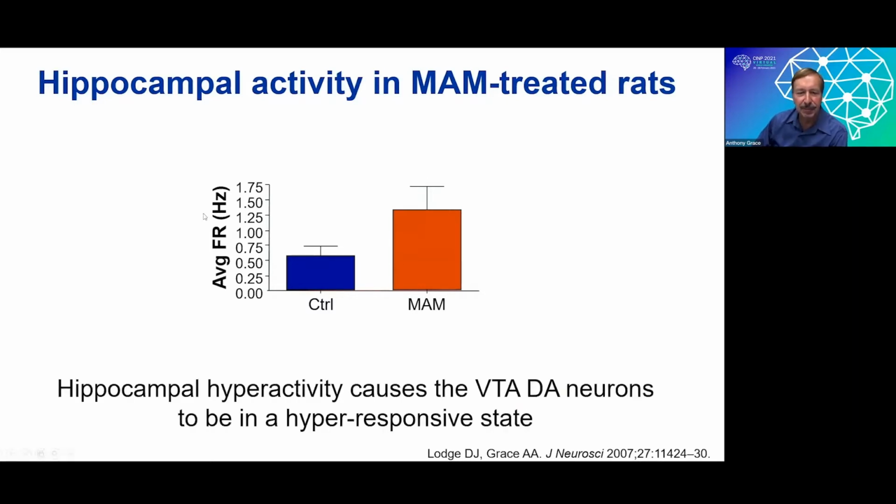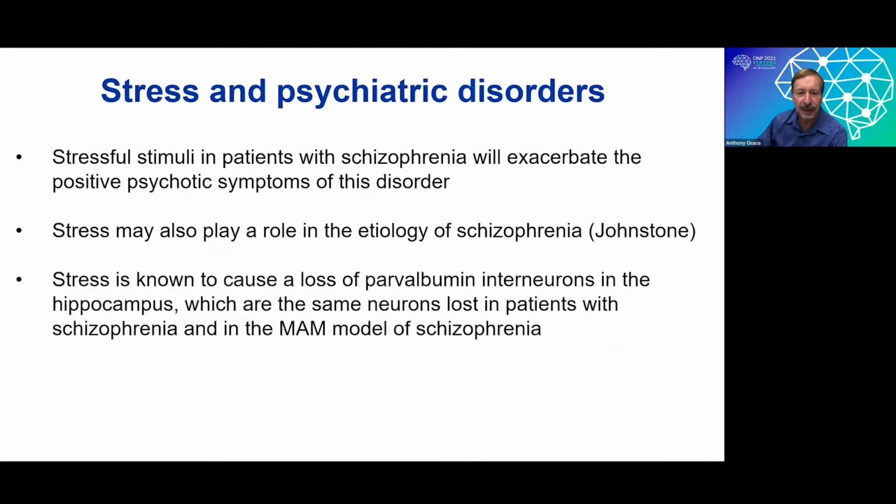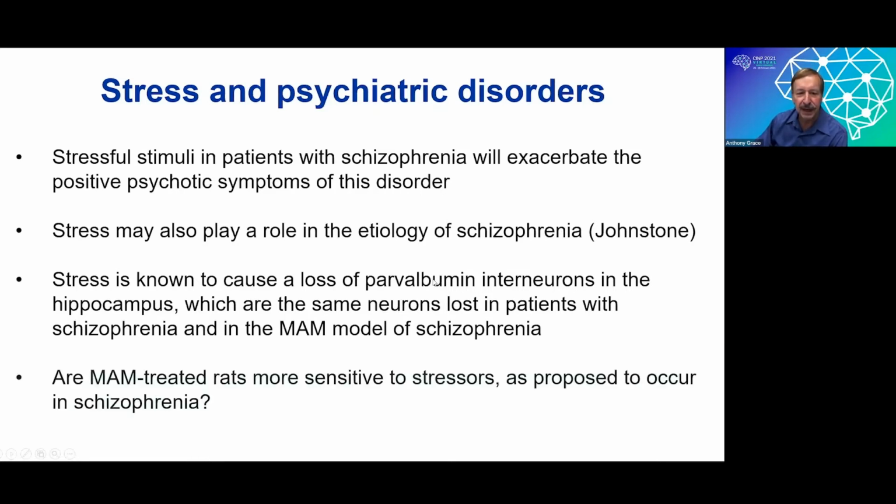And this hippocampal hyperactivity is exacerbated by stress. In studies of children at risk for schizophrenia based on family history, the children that were hyper-responsive to stress tended to be the ones that converted to schizophrenia later in life. And stress is known to cause a loss of the parvalbumin interneurons, which are the same neurons that are lost in schizophrenia patients and in the MAM model. Are MAM-treated rats more sensitive to stressors in this premorbid state, as is proposed to occur in schizophrenia?